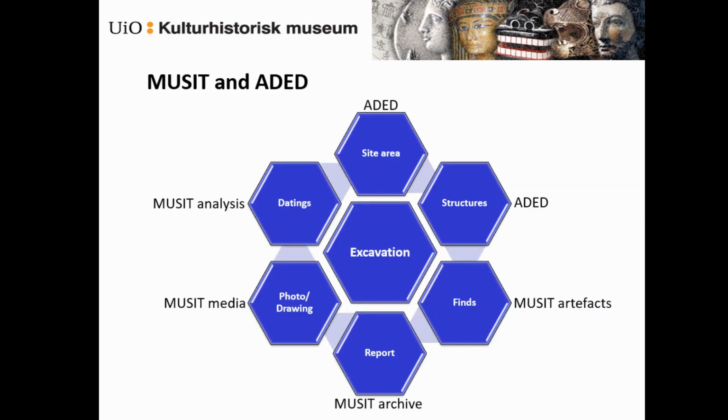This is illustrating the connection between the MUSIT organization and ADED. The MUSIT system should be a complete system for the archaeological documentation, and so far it consists of finds in the MUSIT artifact database, reports going to the MUSIT archives, MUSIT media has photos and drawings, datings and other analyses go to the MUSIT analysis, and then ADED will create the site, area and structures databases, repositories.